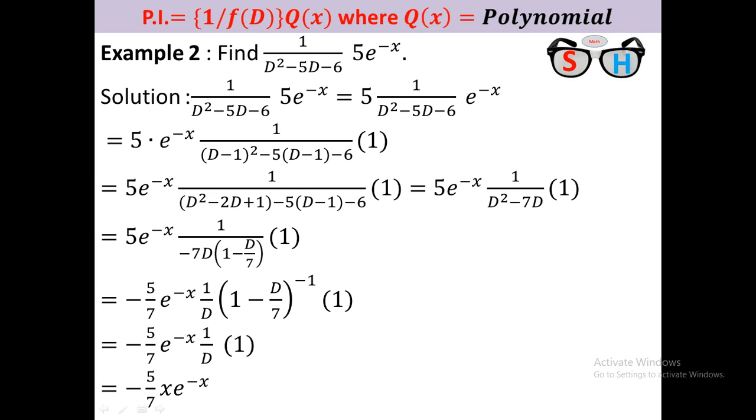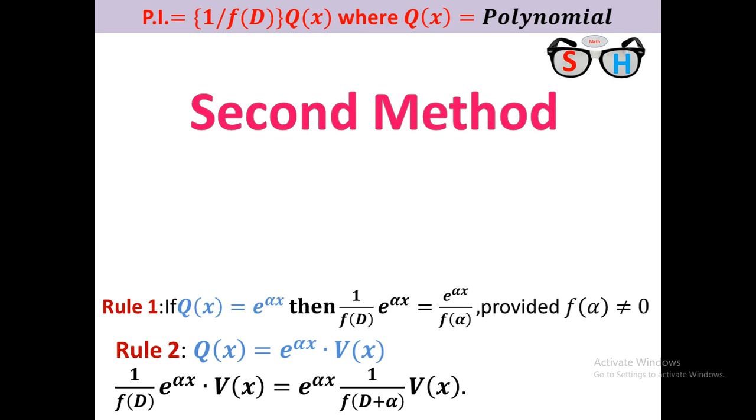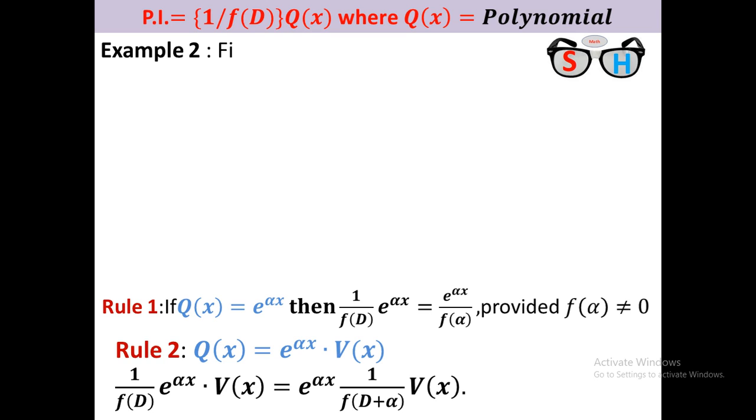Example 2 was unsolved by using rule 1. Rule 1 cannot be applied on example 2. Now we solve example 2 by a second method. Here, to solve by the second method, we use two rules, rule 1 and rule 2. The problem was the same problem; I solve it in another approach.